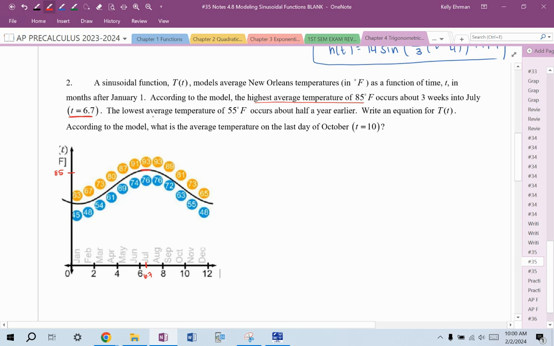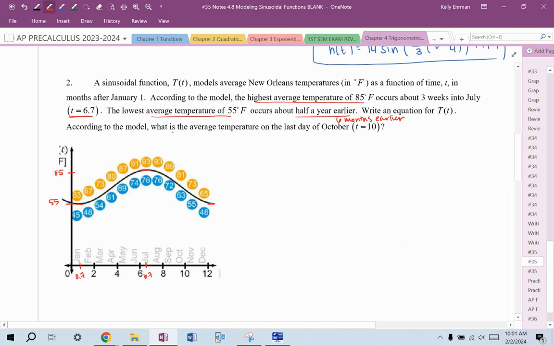The lowest average temperature is 55, so here, 55, hits it there and there. Doesn't tell us when that, oh wait, about half a year earlier. Half a year earlier than the 6.7. So half a year, we're talking about t is 6 months, right? So half a year from 6.7 means that this happens at 0.7. I subtracted 6 months earlier.